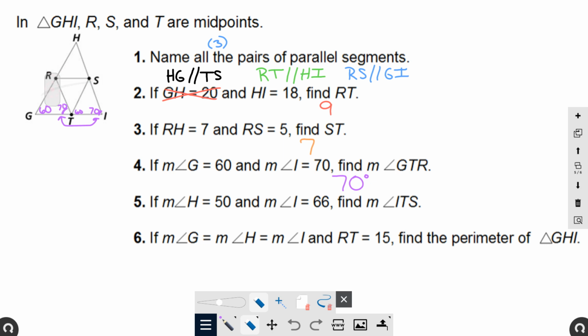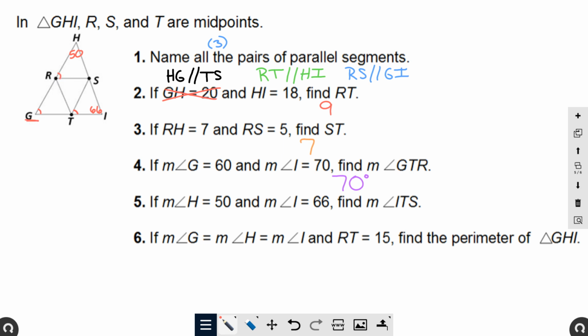All right, let's look at our next one. This one says angle H is 50, and angle I is 66. Now find angle ITS. That's this angle right here, ITS. This angle is equal to what other angle? Angle G, which is also equal to what other angle? R, the top angle there at R.